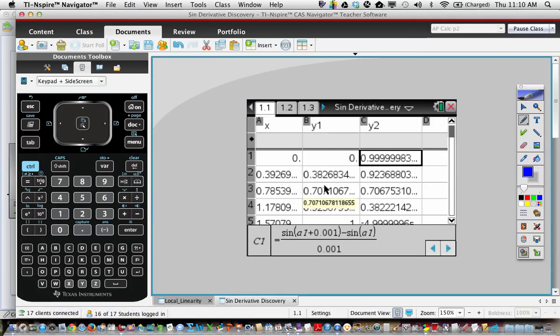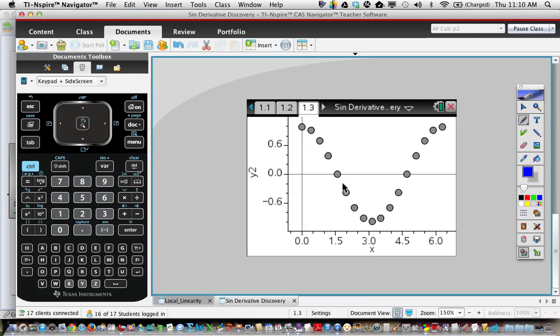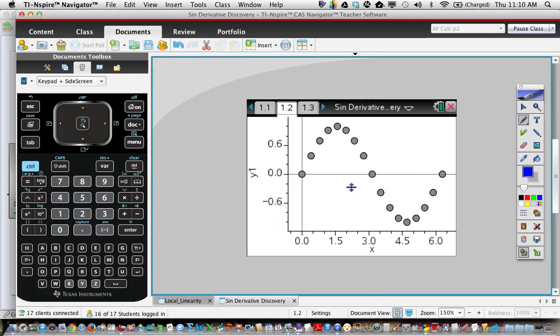Huh. Isn't that interesting? So you're telling me that if you plot the slopes of the sine graph, you get the cosine graph. Now if you can't get excited about that, I'm sorry, something's wrong with that. That is cool. If you plot, that's what we just did, if you plot the slopes of the sine graph, you get the cosine graph.